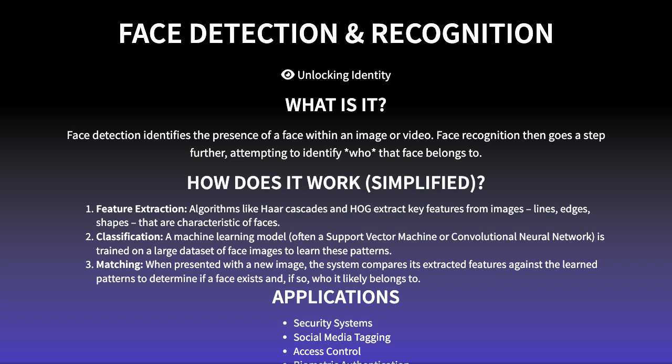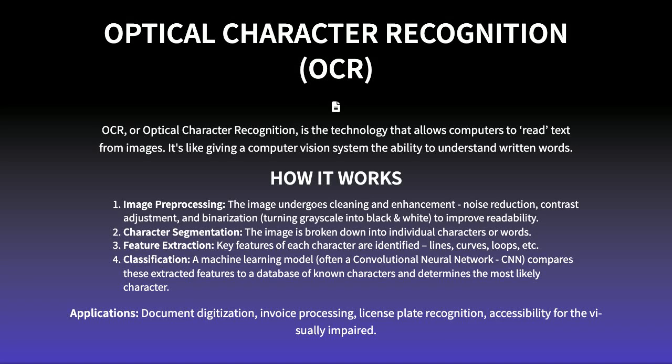biometric authentication. Let's talk about OCR, optical character recognition. Basically, it's how computers learn to read text from images, like a scanned document or a photo of a sign. First, the image gets cleaned up and made more readable. Then, it's broken down into individual characters. The computer analyzes these characters, looking for important features like lines and curves. Finally, a smart model figures out what each character is. Think of it like matching clues to solve a puzzle. OCR has tons of uses, from digitizing old documents to helping people with vision impairments.